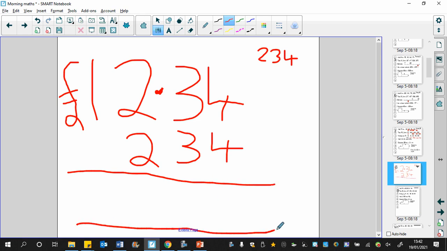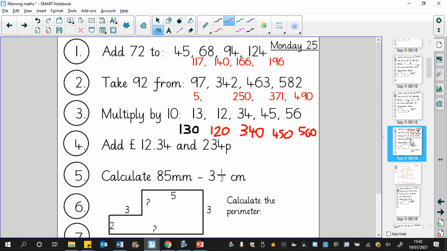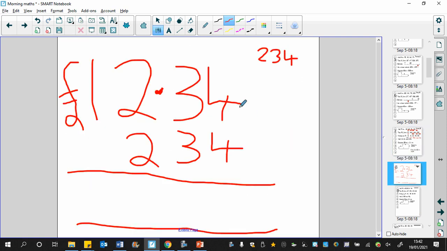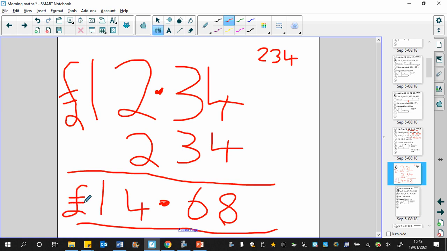And then what do we have to do? Oh, we have to add, so that's okay. So now 4 add 4 is 8, 3 add 3 is 6, and now the decimal point has to come down here to show us the change between pounds and pence. 2 add 2 is 4, and then 1 just comes there. So the answer is £14 and 68 pence.